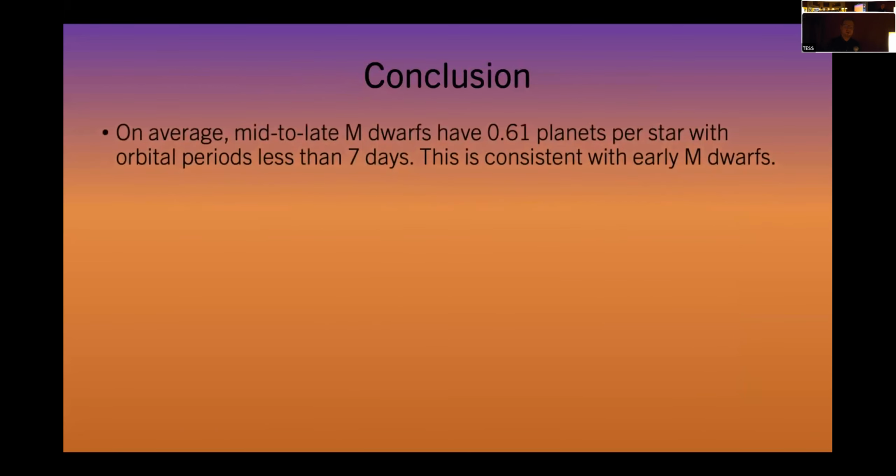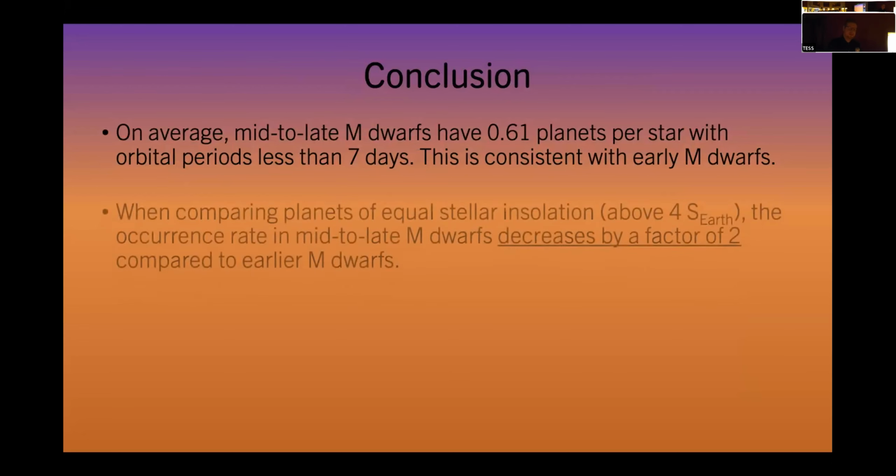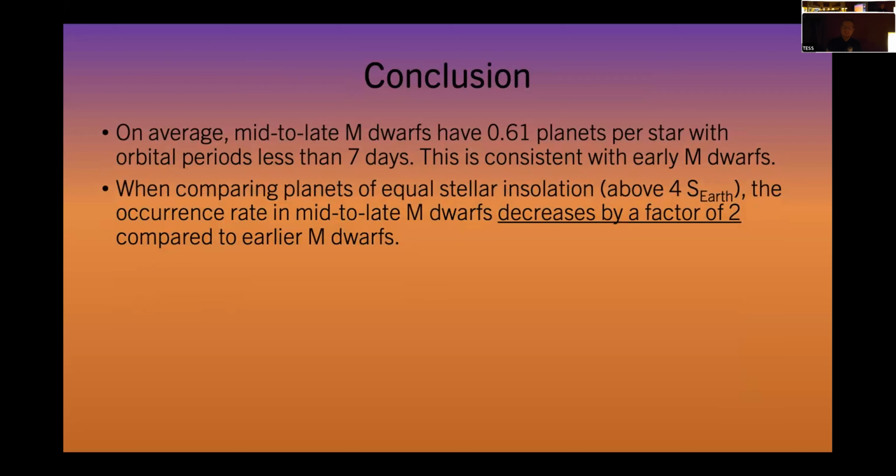So to conclude, on average, mid to late dwarfs have 0.61 planets per star with orbital periods less than 7 days. And overall, this is consistent with early dwarfs, where there are fewer terrestrials, but more large planets that are missing for these low mass stars. However, when you convert this to equal stellar insolation, occurrence rate in mid to late dwarfs appears to be about a factor of 2 lower. So even though they receive the same amount of total radiation, low mass stars are known to have more XUV radiation, which might mean that the atmospheres around these planets are having a much harder time surviving, and most of them might be stripped compared to larger dwarfs.